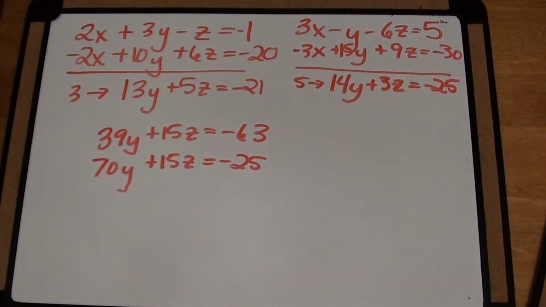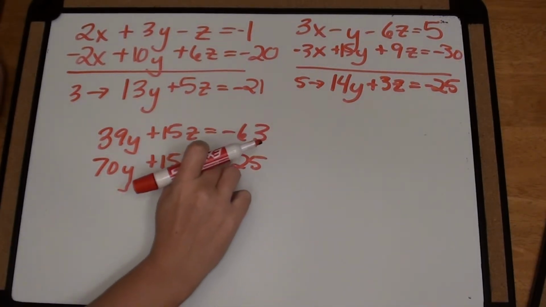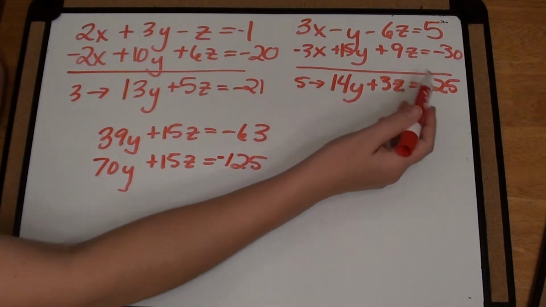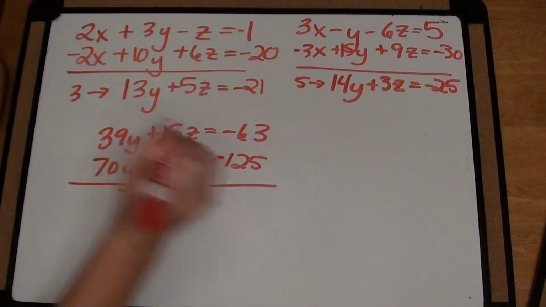I believe that's... let me just check it because it's easy to make mistakes with this. You have to be very careful the whole way through. 15z. Great, now, oh, this shouldn't be 25, this should be 125, because 5 times 25 is 125. So you have to be very careful. Those type of mistakes will get you on this.